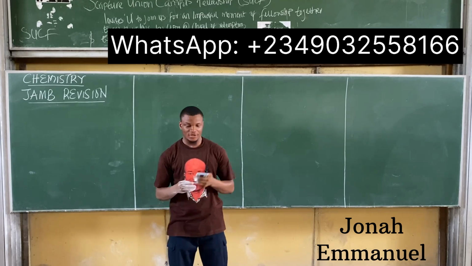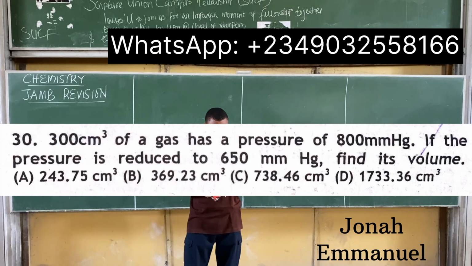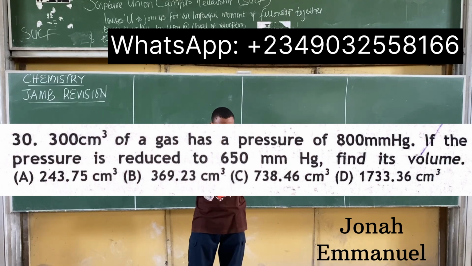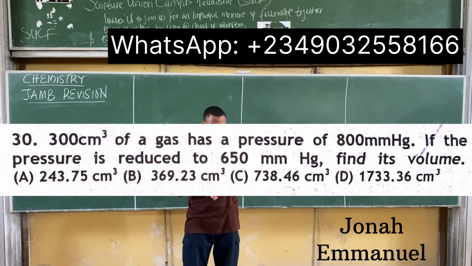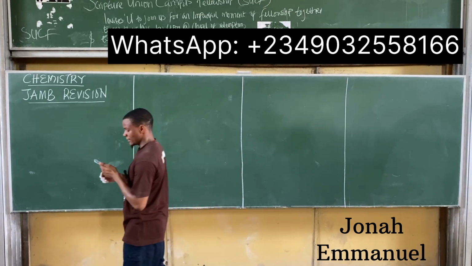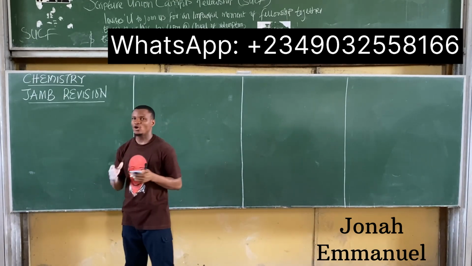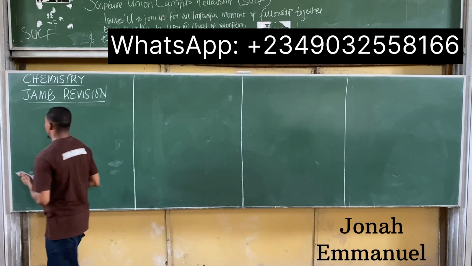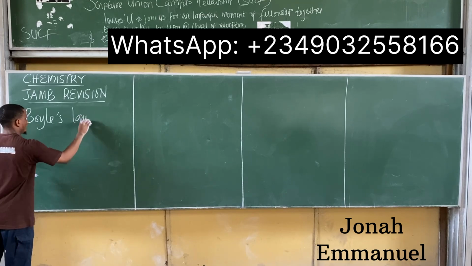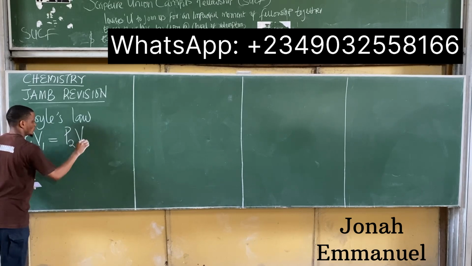All right, so the next question says 300 cm cube of a gas has a pressure of 800 millimeter mercury. If the pressure is reduced to 650 millimeter mercury, find its volume. Right. So this question contains volume and pressure. And if that's true, what comes to mind is Boyle's law. Because from Boyle's law, in mathematical form, we have that P1 V1 is equal to P2 V2.